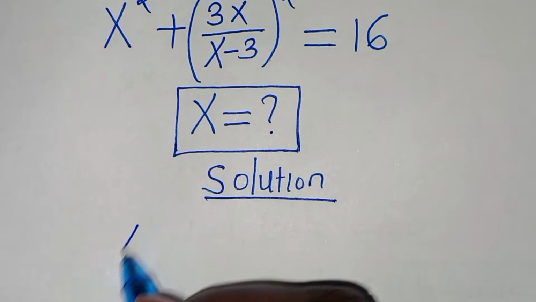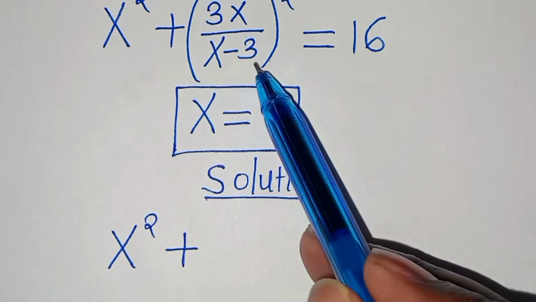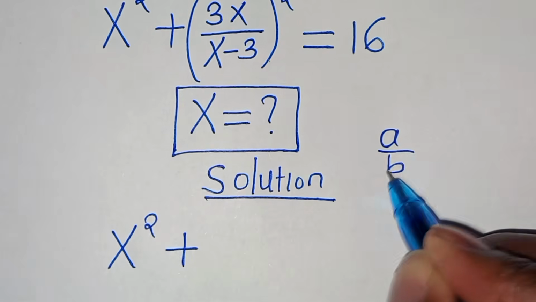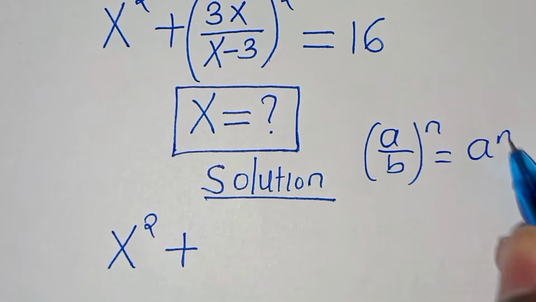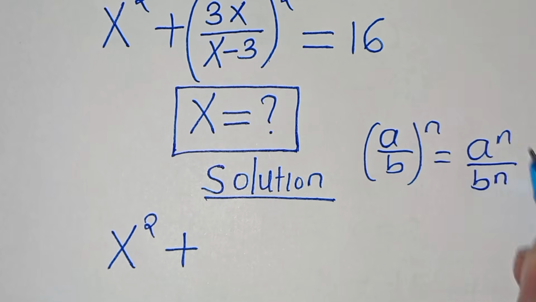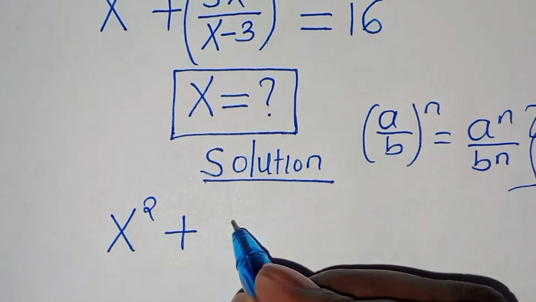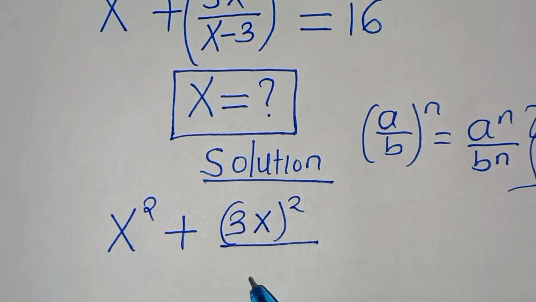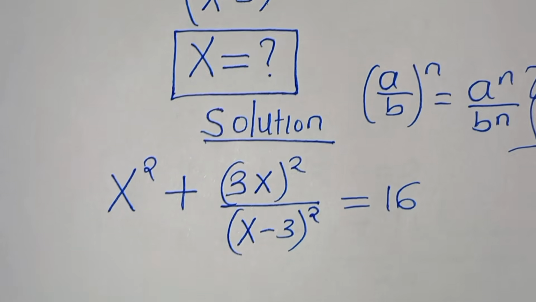So we have x to the power of 2 plus 3x over x minus 3 to the power of 2. This is in the form of a over b raised to the power of n, which we can express as a to the power of n divided by b to the power of n. So applying this property, here we have 3x to the power of 2 divided by x minus 3 to the power of 2. This is equal to 16.